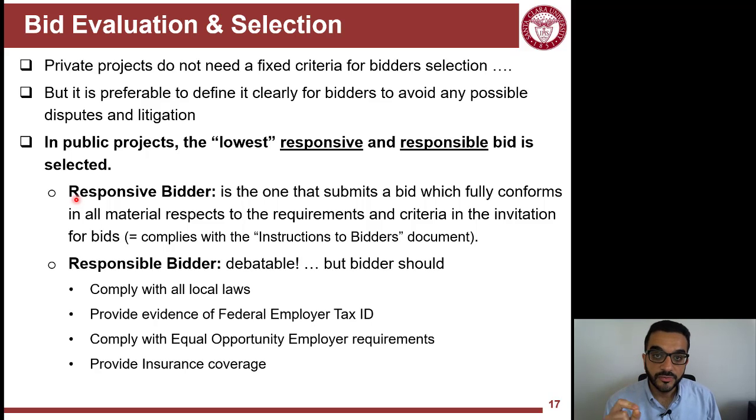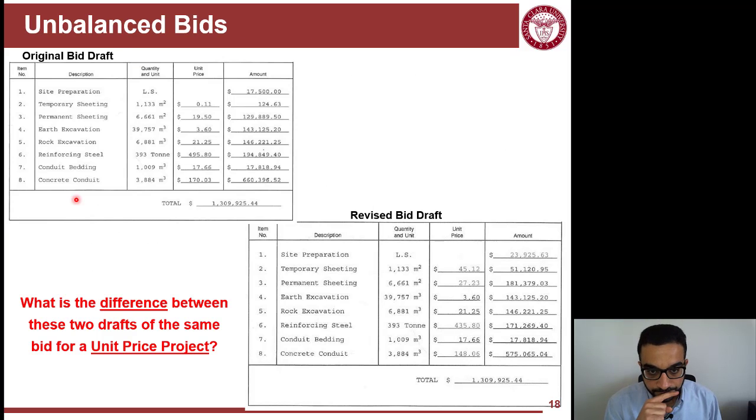A responsible bidder is the one who, again, debatable in some way, but it's kind of a responsible citizen, someone who's doing their duty, paying taxes on time, and didn't break the law before. So this is a responsible bidder. So just providing evidence that you're following the law. If you're not following the law, or if you have any incidents that show that you're not responsible, then you will be excluded from the bid.